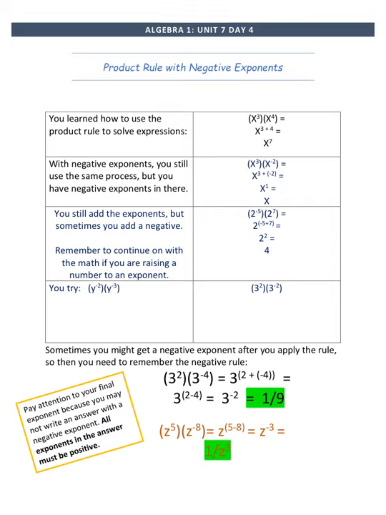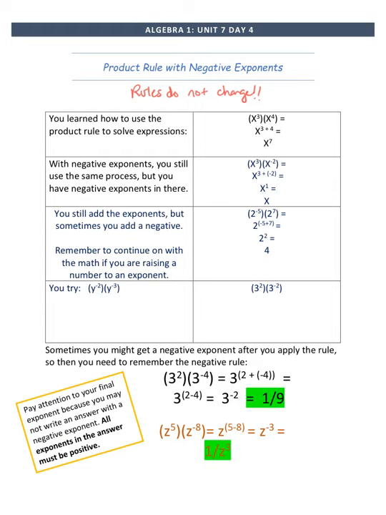Okay, we're going to apply the rules you already learned with negative exponents. The rules do not change. I'm going to write this up here. Rules do not change. So you learned how to use the product rule to solve expressions. x to the third power times x to the fourth is x to the 3 plus 4, which is x to the 7. Well, you do the same thing with negative exponents. You don't apply them yet. First, you do the product rule. 3 plus negative 2 is positive 1.